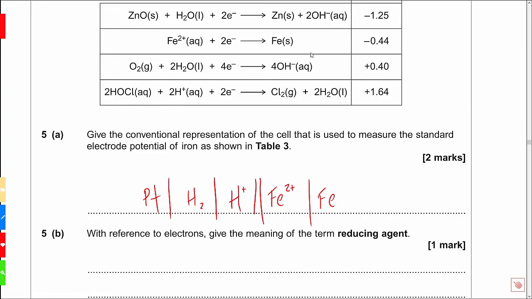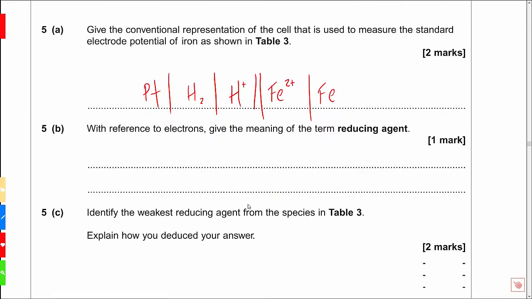No need for a platinum electrode here because iron is solid. That would be used as the electrode itself. Okay, second question. With reference to electrons, give the meaning of the term reducing agent.